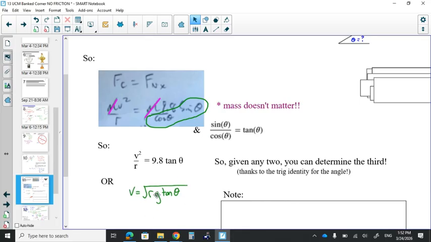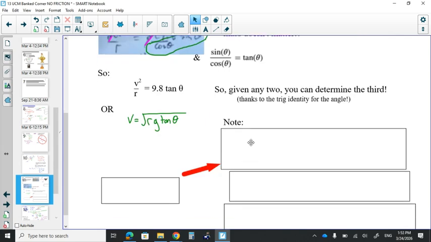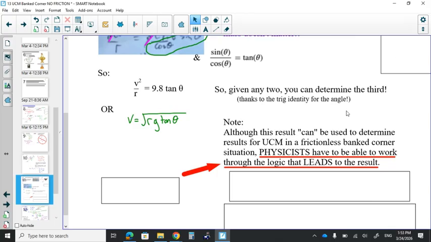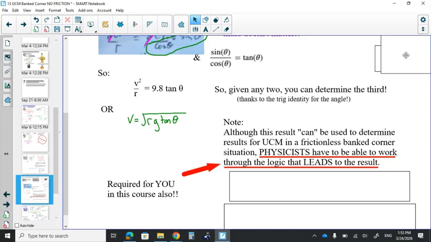It's common to see this one, right? Please note, this result can be used for uniform circular motion in a frictionless banked corner. But physicists have to be able to work through the logic that leads to that result. That result was created by a person with physics knowledge. That's what you are learning right now, right? You're learning how to do this. So that's required for us.